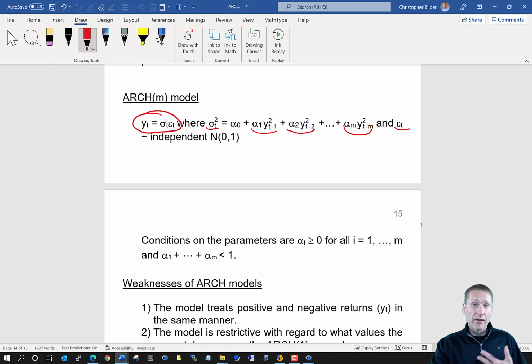Epsilon sub t is distributed independent normal 0, 1. Again, the normal there is for our estimation purposes. The conditions on these parameters are that the alpha sub i's for i equal 1 to m, so excluding alpha 0, all have to be greater than or equal to 0, and their sum has to be less than 1.